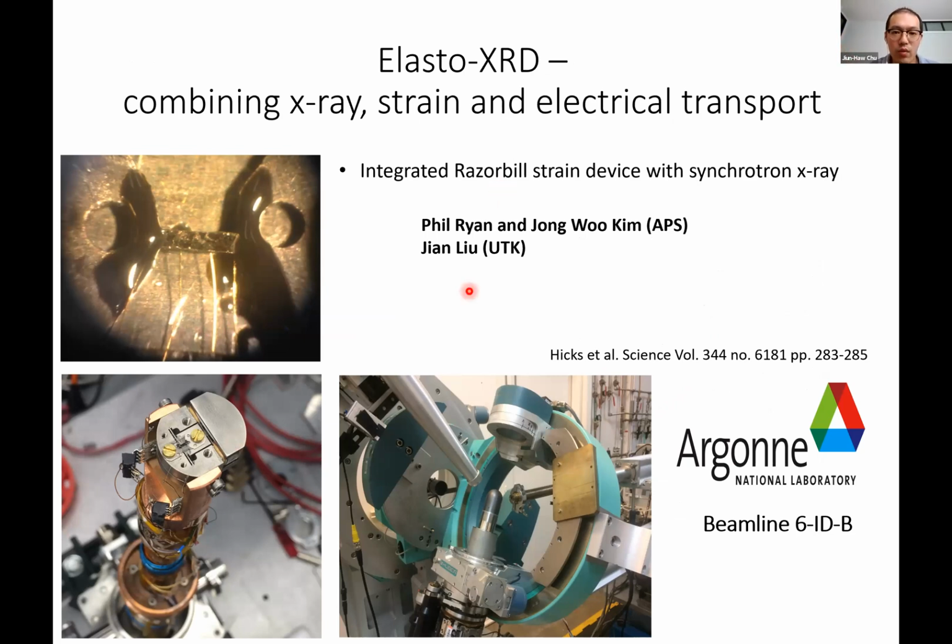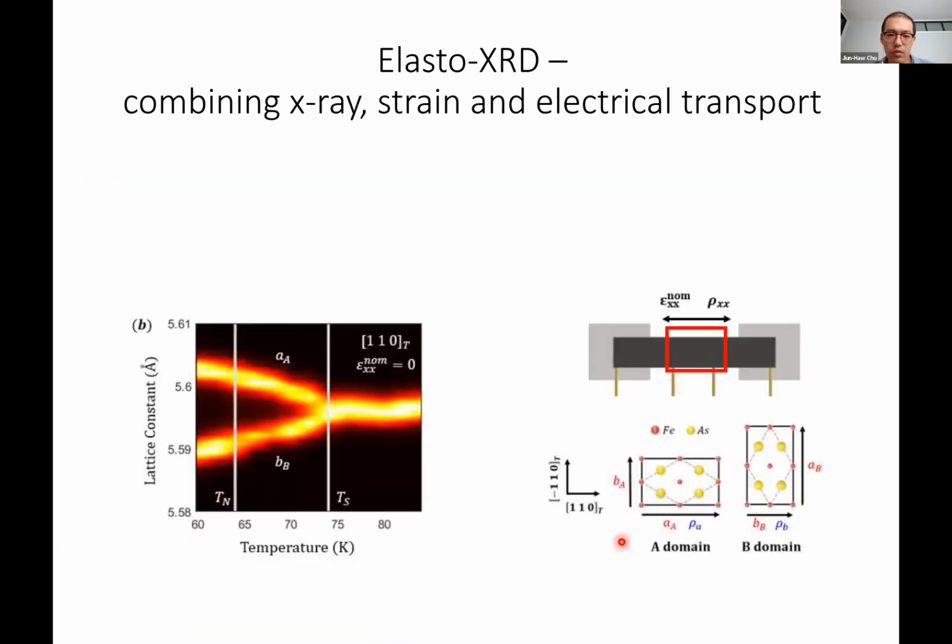Working with Phil Ryan, Jong-Woo Kim, and Jian Liu, we have developed this sample environment where we mount the razorbill strain cells on the X-ray diffractometers. A typical measurement is like this. Now we have a matchstick sample mounted across the two sample plates, and we are measuring transport simultaneously. And then using a grazing angle, we can actually measure a large portion, basically the area of the samples where we're performing the voltage measurements.